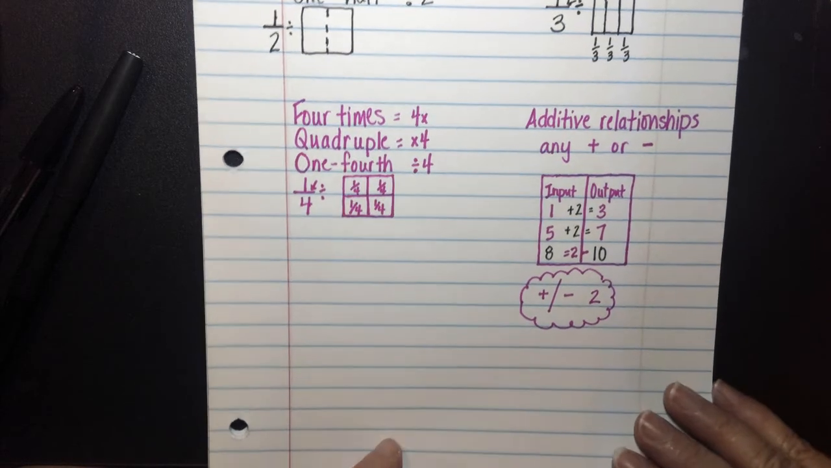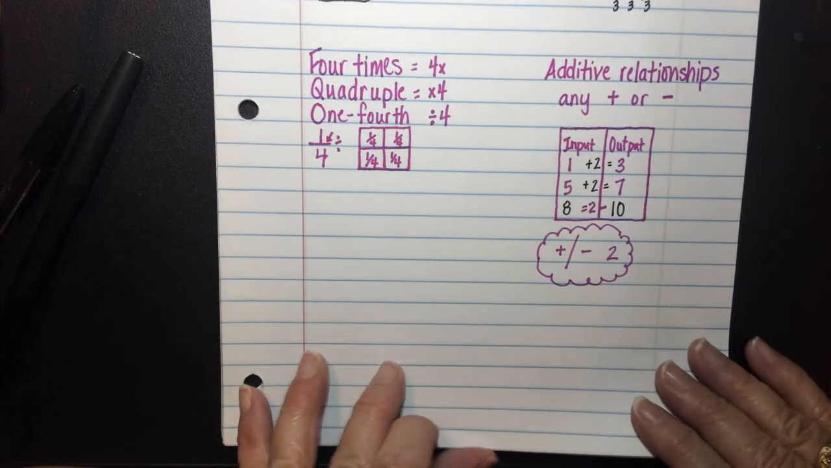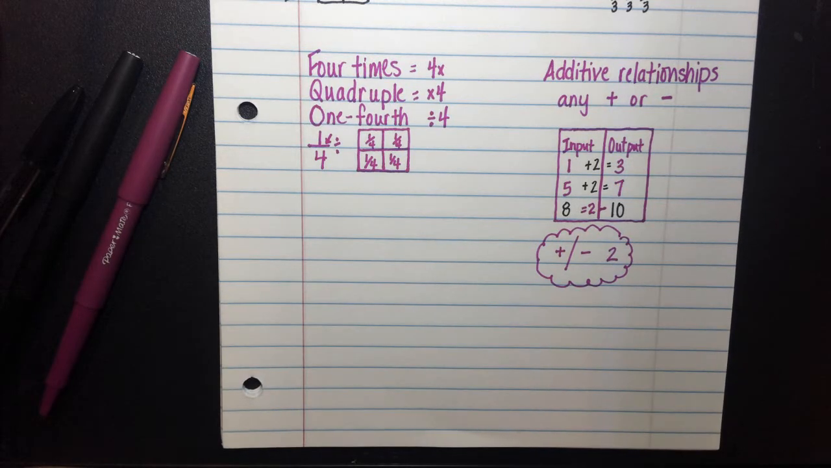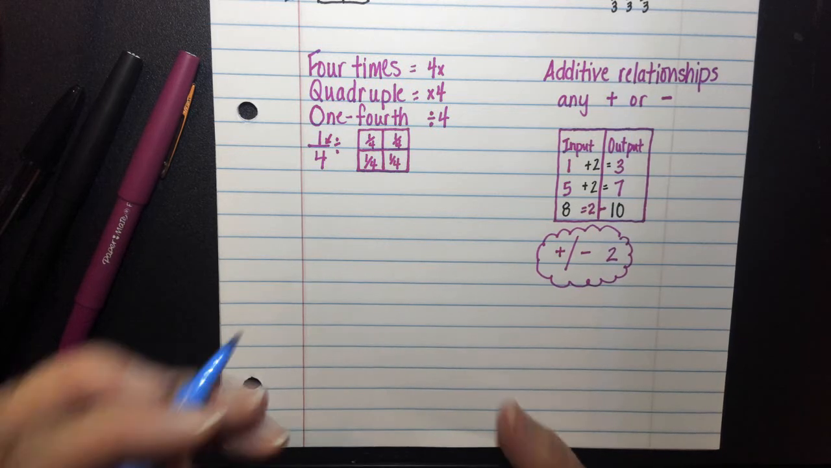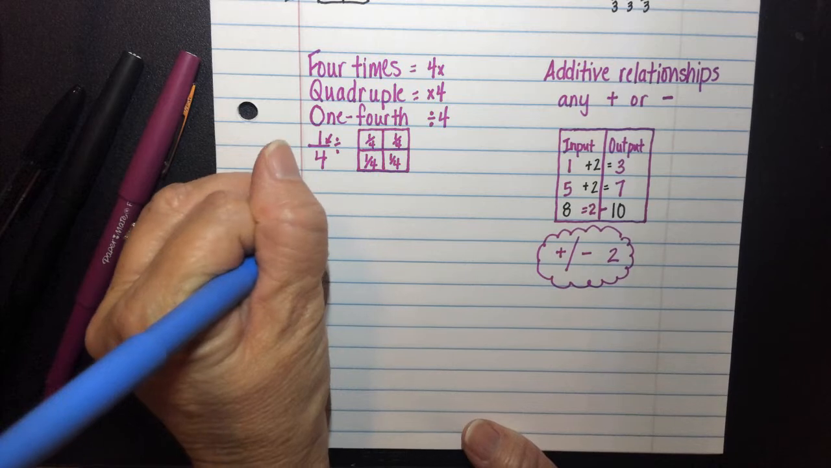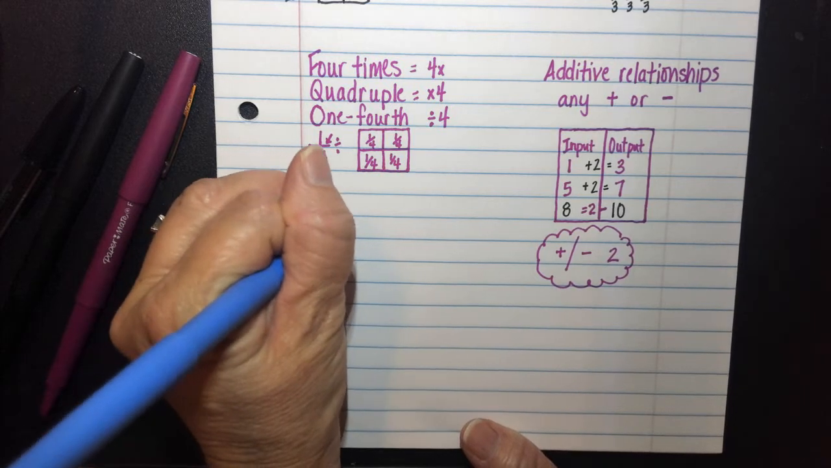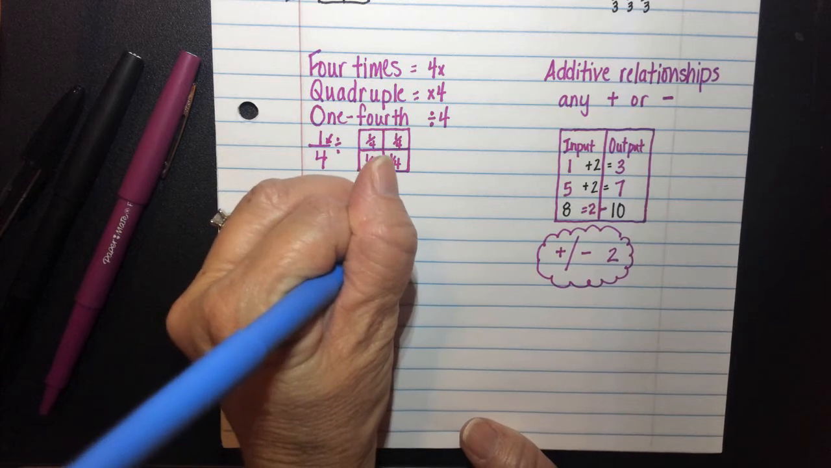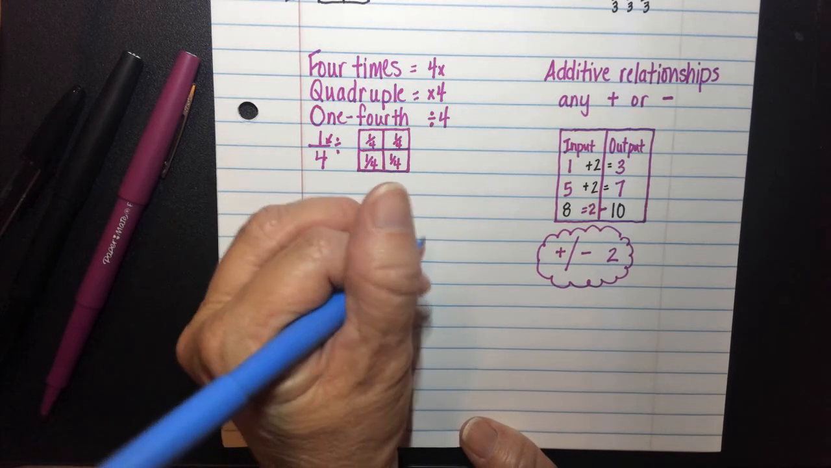Okay? Another relationship that we talk about in 5th grade is our multiplicative. Say that with me very quickly. Multiplicative, multiplicative, multiplicative. It's kind of a fun word to say. And so a multiplicative relationship is any multiplying or dividing relationship that we see in a table.